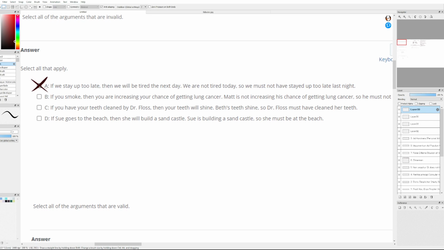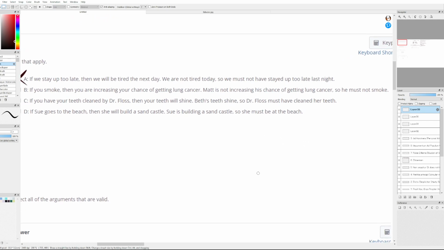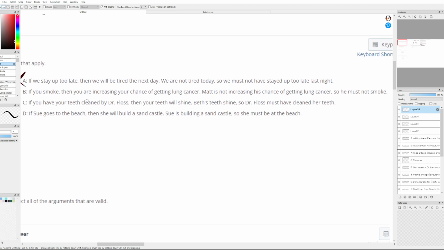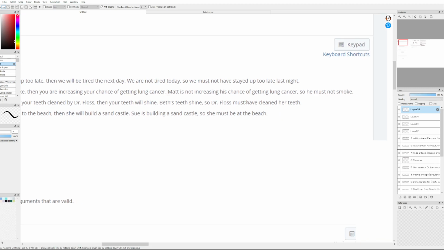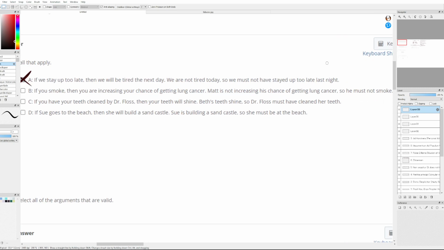The second is, if you smoke, then you are increasing your chance of getting lung cancer. Matt is not increasing his chance of getting lung cancer, so he must not smoke. This is also a valid argument. It's saying if you smoke, you are increasing your chance of getting lung cancer. Matt is not increasing his chance, so he must not smoke.